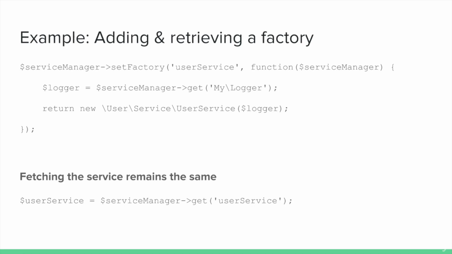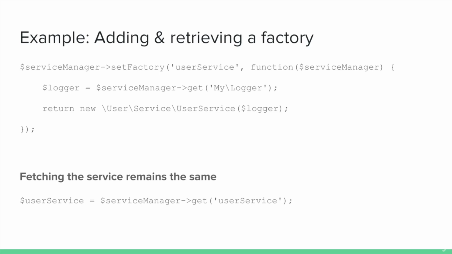So in the first code snippet, you can see here that we call the setFactory method of the service manager class. As in the previous example, we provide a name for our service as the first thing, and then we provide a callable, in this case a closure, basically an anonymous function.